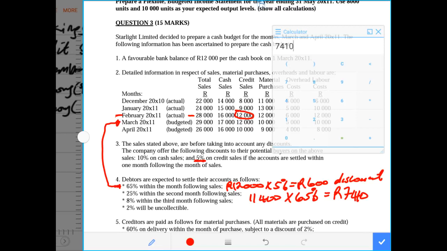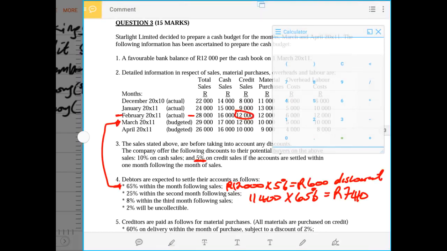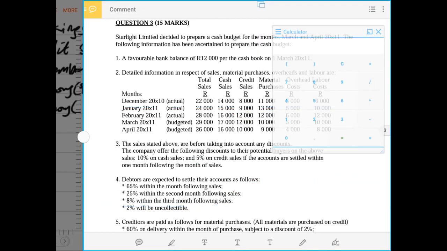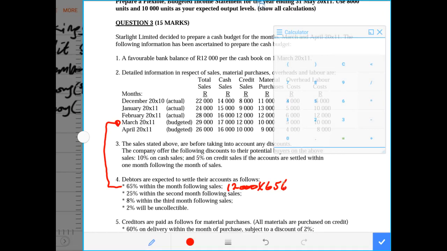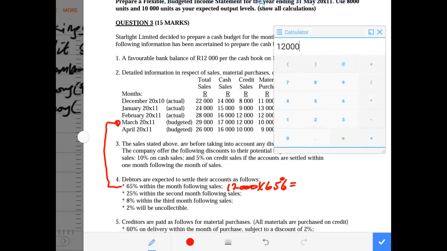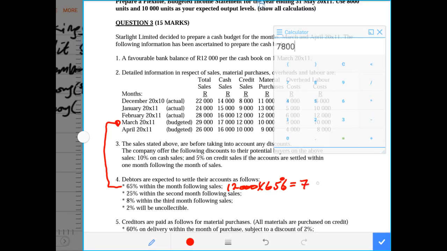Sorry, let us first multiply that before we take into account the discount. We first have to say 65% in the month of March. Our 65% is from the 12,000 times by 65%. We say 12,000 times by 65%. It gives us 7,800. First, we start with the 65%, not with the discount.